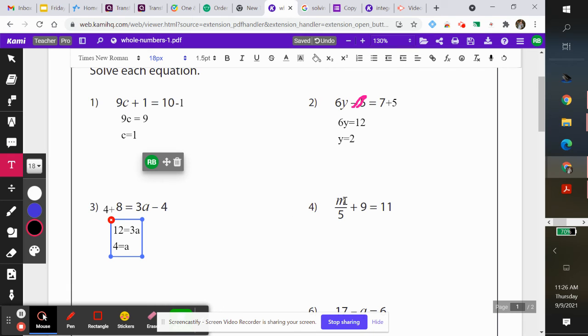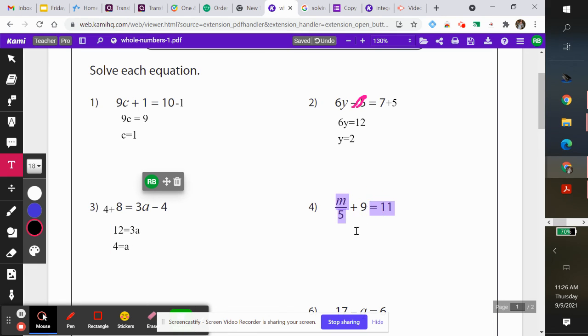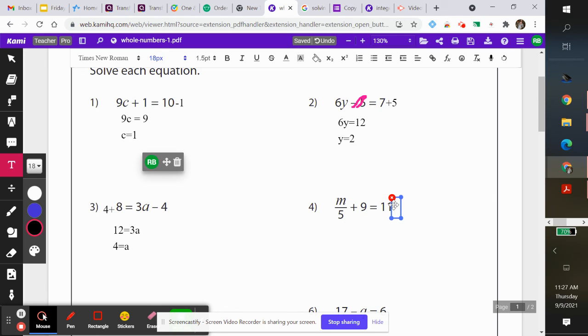Okay, my last one looks a little weird, but again, we're still just going to do the two-step equations. We're going to get rid of our 9 on this side and move it to the other side. So I'm going to end up with 11 minus 9, because again, I do that inverse operation. So then I now have m divided by 5 equals 2. Okay, well, if I'm dividing by 5 over here, I'm going to then multiply by it. So I'm going to end up with m equals 10.